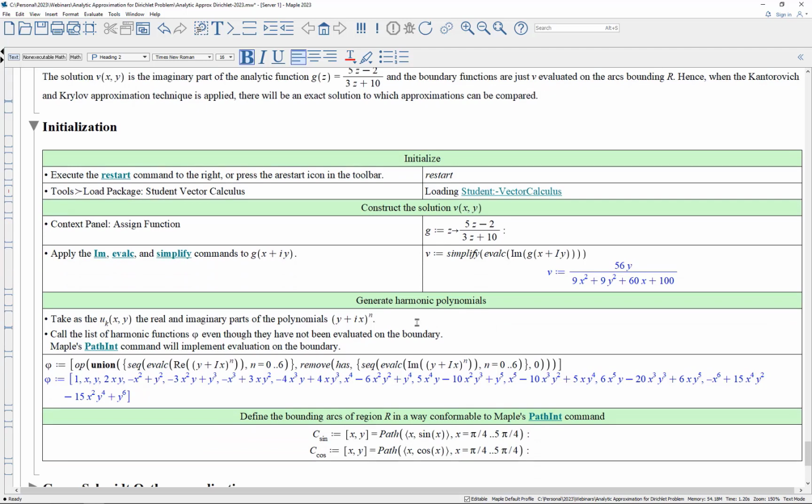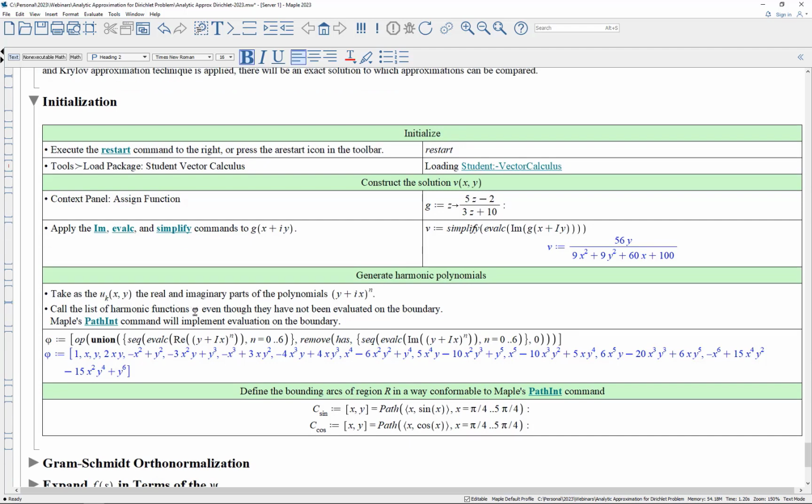We use polynomials, so we take y plus ix to the n as our polynomials. Those will be the uk, the real and imaginary parts of those polynomials. That gives us the uk's.